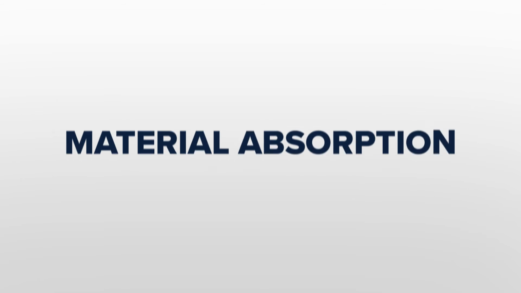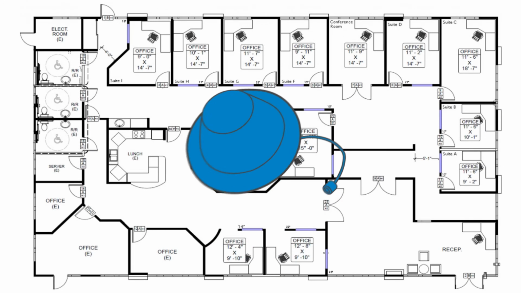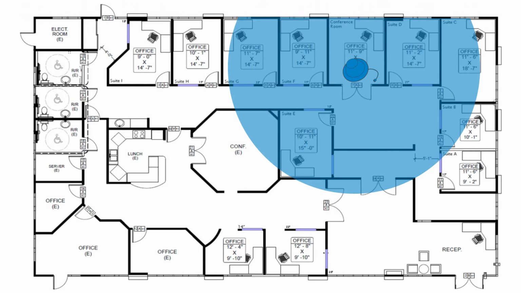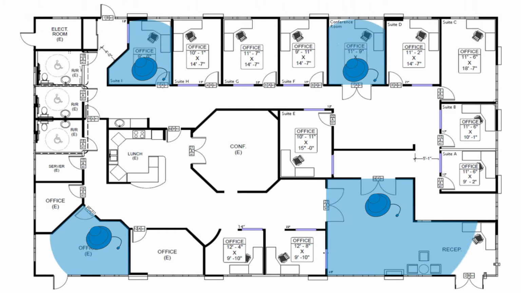Walls, ceilings, and other obstructions will absorb the signal as it passes through. We refer to this as material absorption. For example, half-inch drywall will absorb around 2 to 2.4 dB of signal, while a solid wood door will absorb 6 to 12, depending on the frequency. So you'll need to factor in what building materials are used in the building, as well as how many walls or obstructions the signal will have to pass through. If you're passing through only drywall, one broadcast antenna can cover several rooms. Whereas if the walls are brick or concrete, you may need an antenna for each room.